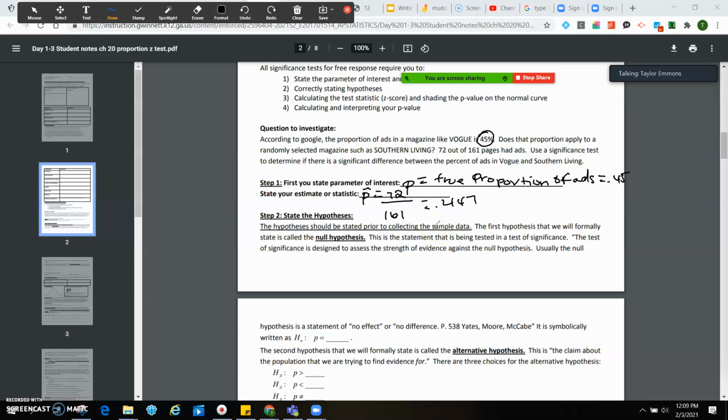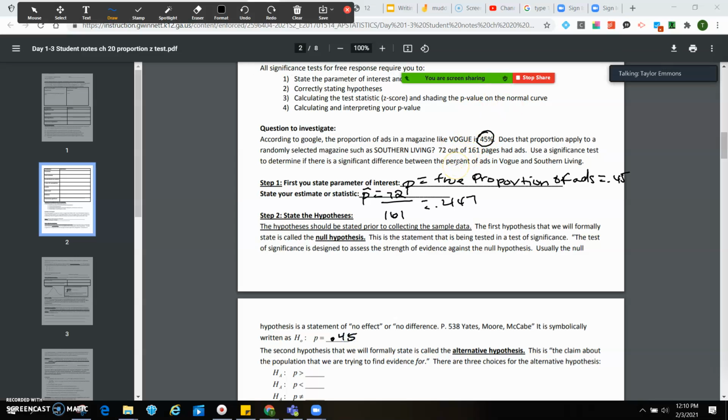Okay, so our step 2 is going to be to state the hypothesis. I know we struggled with the null hypothesis versus the alternate. So flipping over to the next page, it says that usually the null hypothesis is the statement of no effect or no difference. So it's symbolically written as H naught, and so p equals 0.45. So you're going to assume what they told you basically up here at the top.